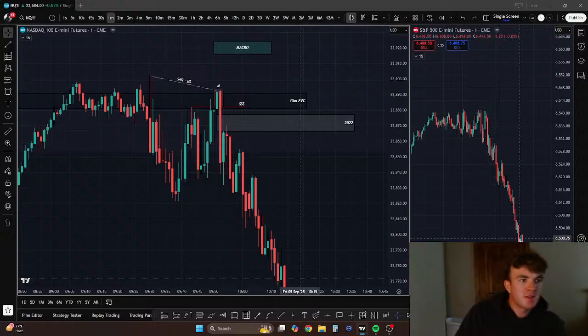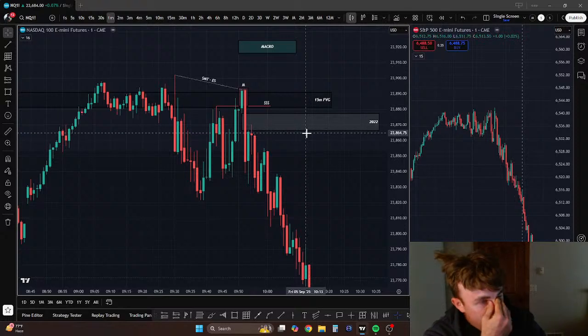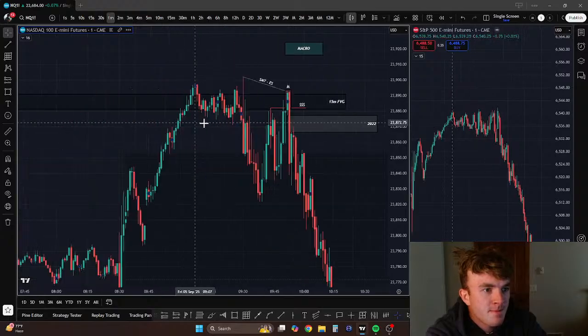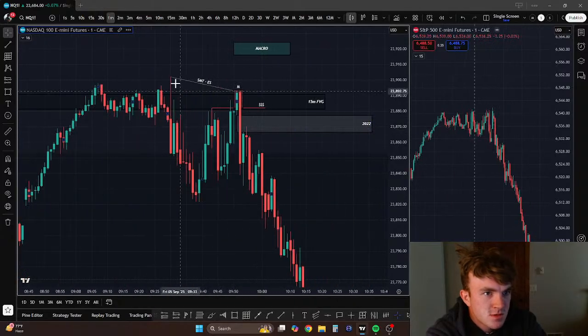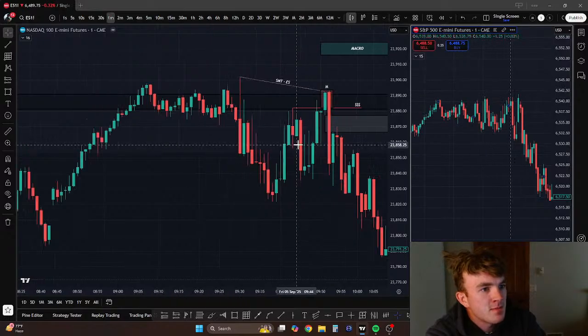Anyway, let's keep looking around. Let's see if there are any inverse or value gaps. Yeah, this rejection block was so nice. And, oh man, it's so interesting because S&P, like, automatically swept it. Like, instantly.